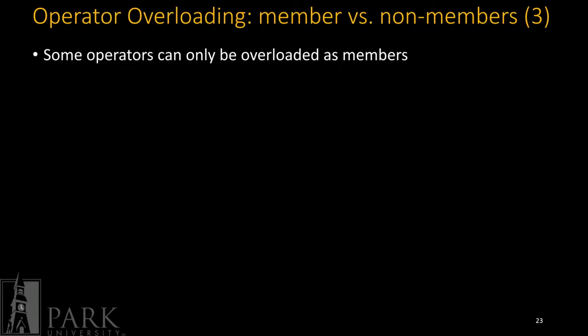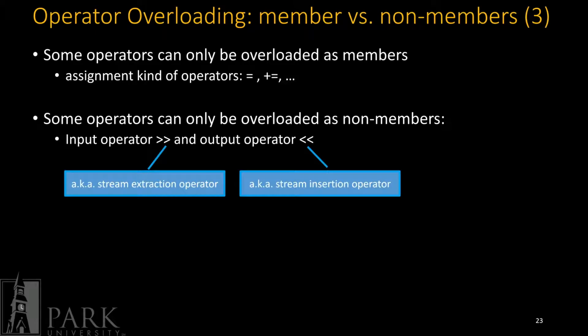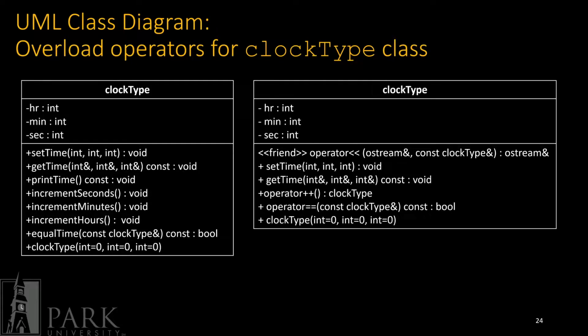Now, some operators can only be overloaded as members, such as assignment and compound assignment operators. And some operators can only be overloaded as non-members, like the input and output operators, which we're going to cover next. And here's the class diagram for the old clock type class. And here's the new class diagram with the operator overloading. The equal operator replaces the equal time function. So this is nothing new. We're just showing you what the change in the UML would look like if we implemented the operator instead of the function.